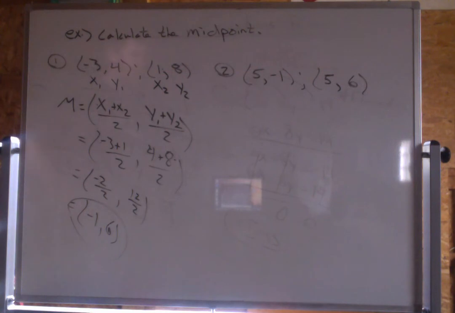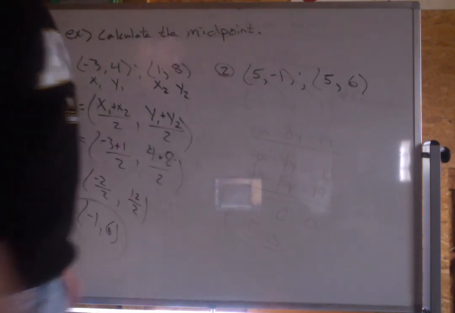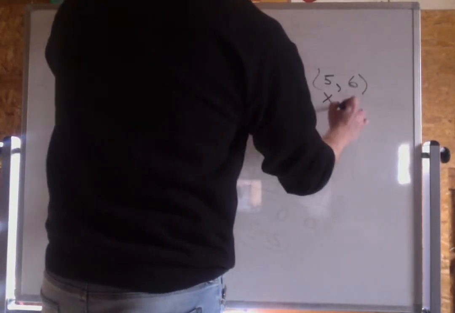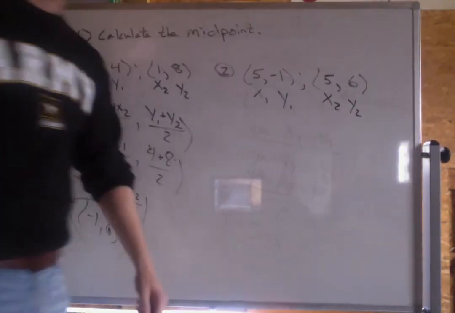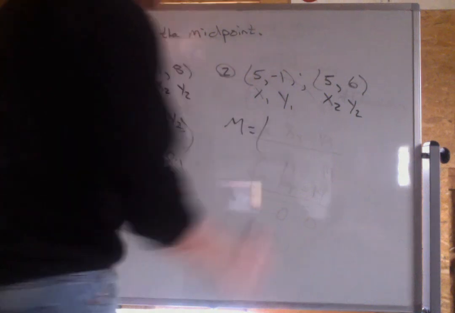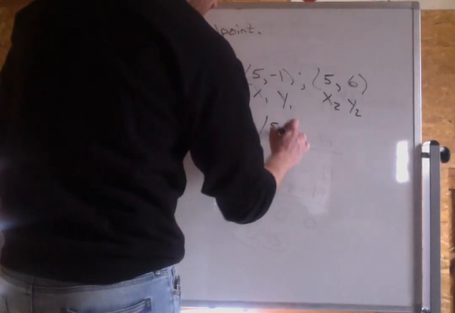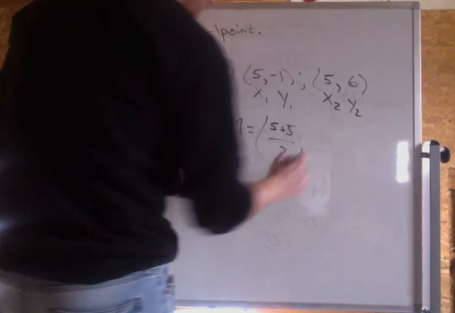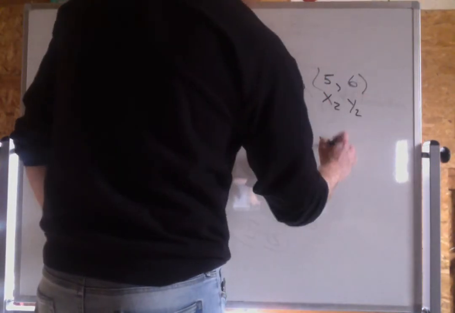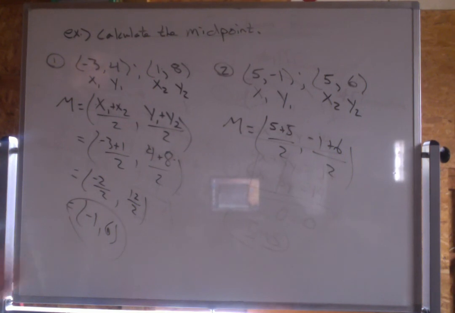Let's do one more to wrap up this video. Give it a shot. See if you can calculate it first, and then maybe check your work against mine here. So pretty straightforward calculation, hopefully. But again, I'm going to go ahead and fill right into my formula. Add the x's together: 5 plus 5 divided by 2. The y's: -1 plus 6 divided by 2. All right, once again, we're just going to simplify.